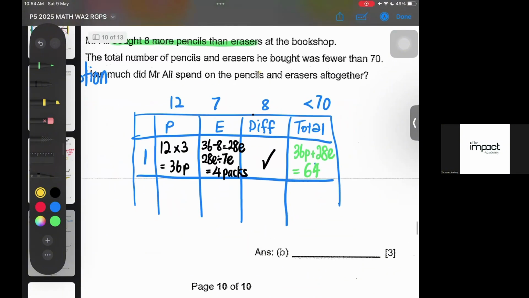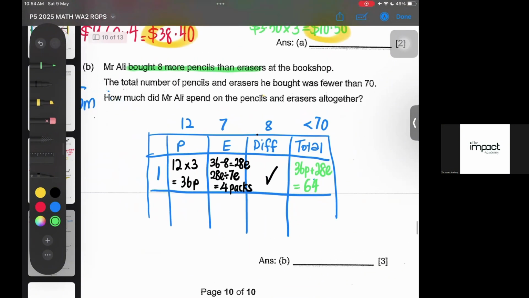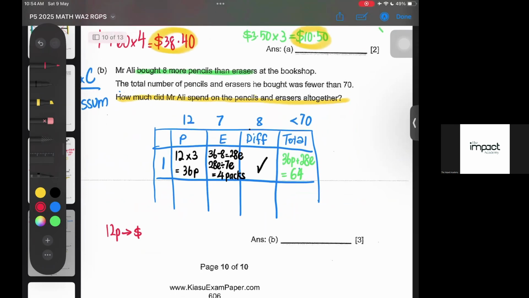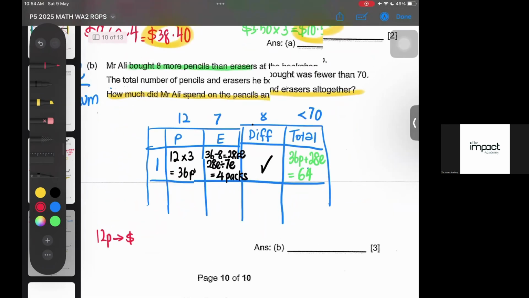Now what I'm going to do is of course answer the question. Can you all read for me this question? How much did I spend on the pencils? Let's go one by one first because it can get confusing. 12 pencils, how much? 12 pencils is $9.60, then 36 pencils is 3 times that, so 9.6 times 3.